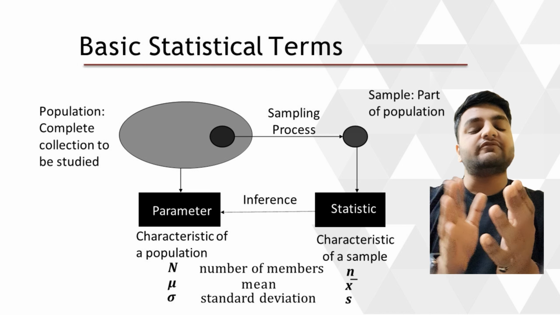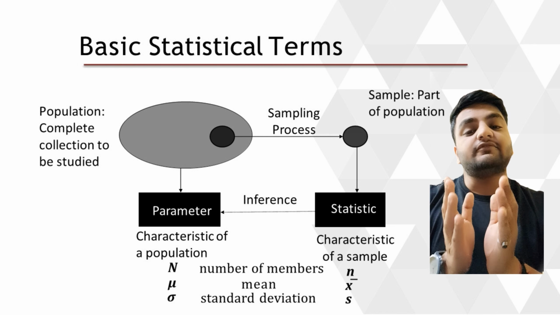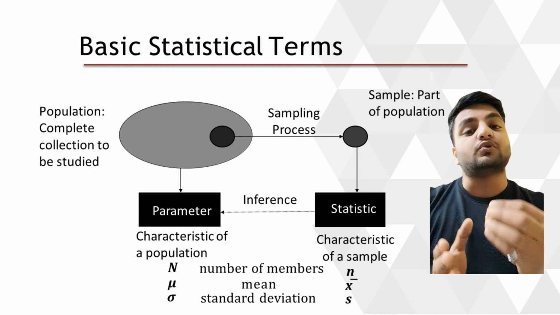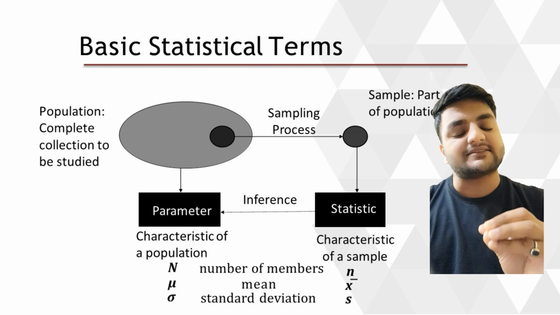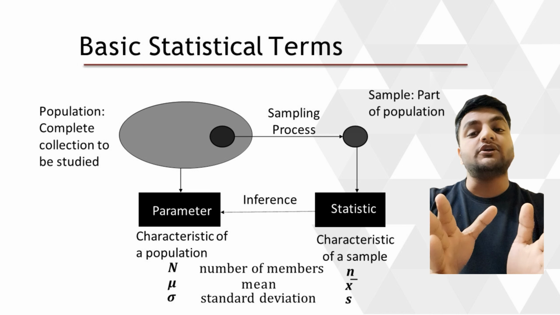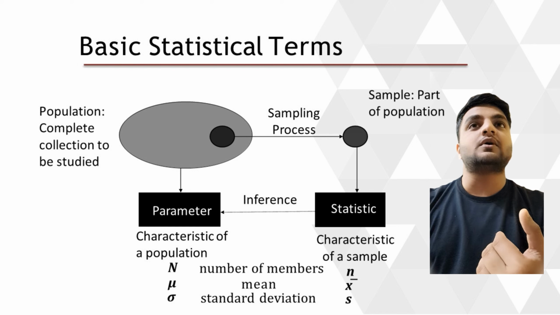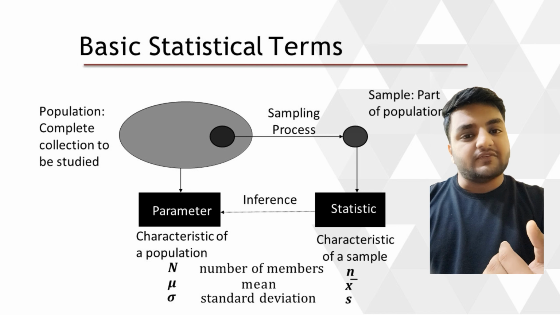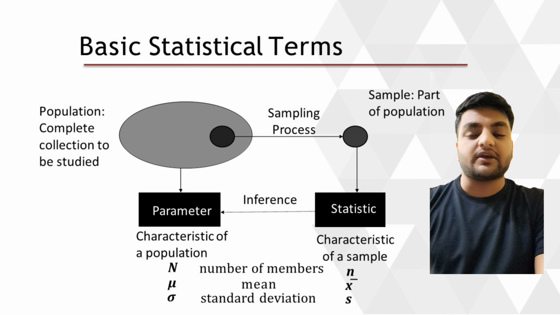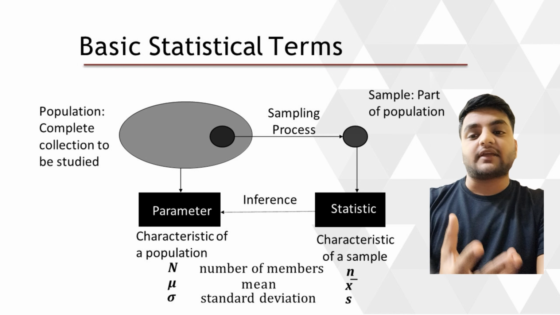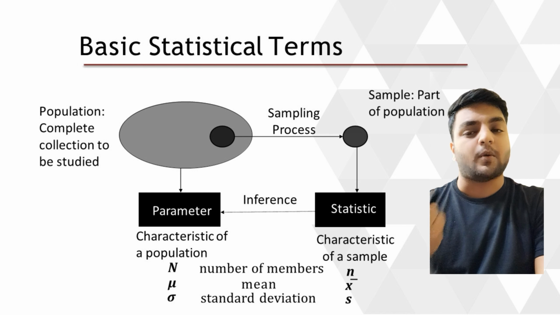If we analyze the sample, we get the characteristics of the sample. Characteristics of a sample are known as statistics, and characteristics of a population are known as parameters. What are characteristics? One is the number of observations in your sample and the number of observations in the population. We denote it by capital N and small n. Small n is for the sample and capital N is for the population.